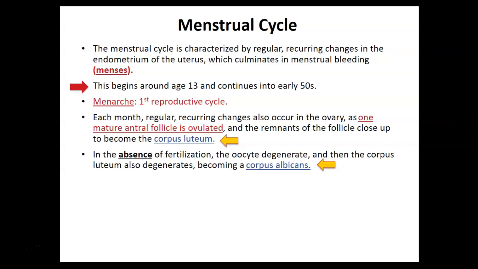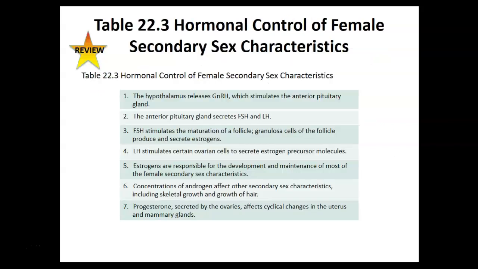Now, if none of this happens, if there's no fertilization, so if the egg is released but not fertilized, the egg degrades. A woman is actually only fertile for between about 16 and 24 hours. So timing is everything. If after about that 16 to 24 hour period the egg is not fertilized, it begins to degenerate. And then the corpus luteum will also start to degenerate, becoming something called the corpus albicans.